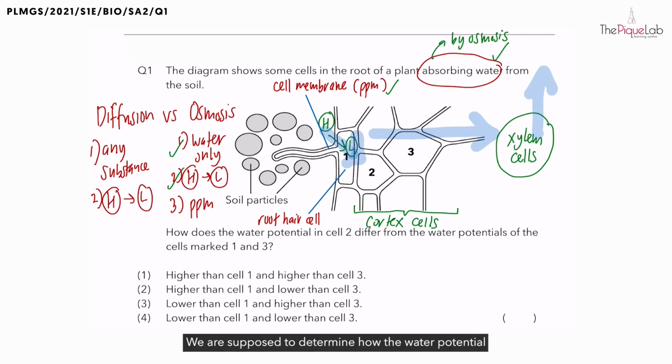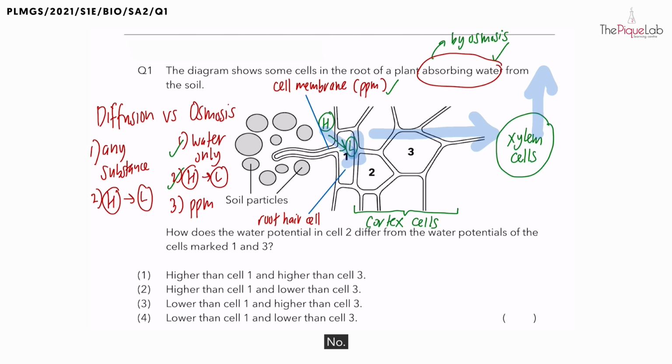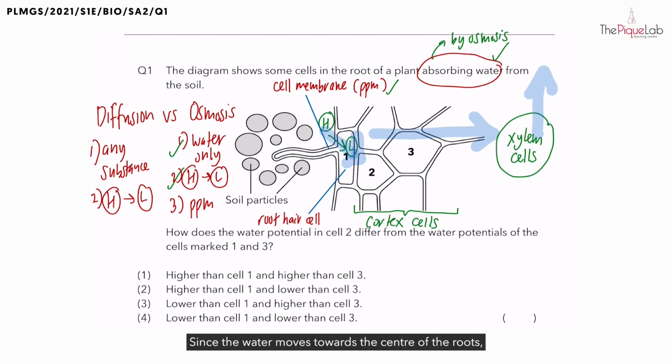We are supposed to determine how the water potential in cell 2 differs from cell 1 and cell 3. How exactly is the water moving between these three cells? Can it be moving from cell 3 to cell 2 to cell 1? No, since the water moves towards the center of the roots, the water must be moving from cell 1 to cell 2, and then from cell 2 to cell 3.